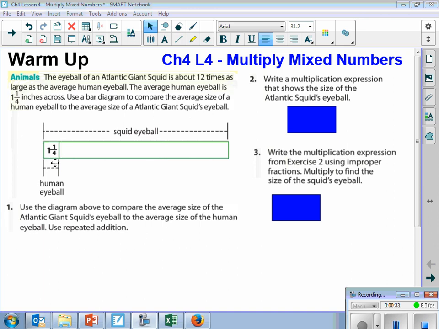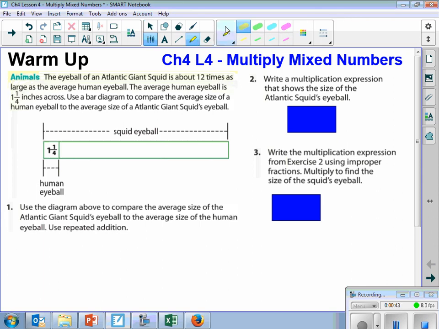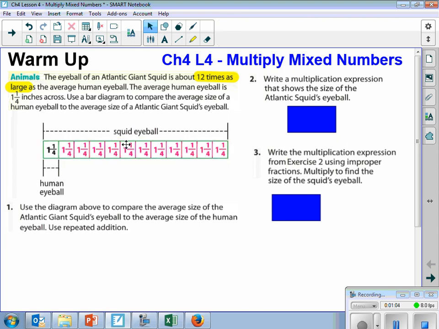Okay, so here we've got 1 1/4 inch, that's for the human eyeball, and this whole thing is going to represent the squid eyeball. So because it says up here that it's about 12 times as large, then we need to have how many spaces in this box here? We need to have 12 spaces in that box. And how big is each space going to be? 1 1/4 inch. Very good. So this is what that looks like.